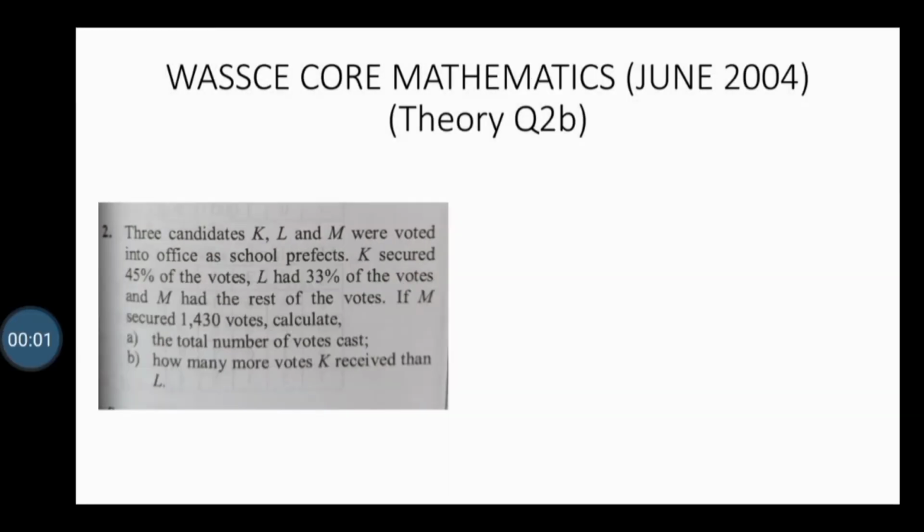B. How many more votes K received than L? Now previously, we knew 22%, which is the percentage of M, was equal to 1,430 votes. So we can find the number of votes secured by K. Since K had 45%, then the 45% will be equal to 45% times 1,430 votes all over a 22%, which will give us 2,925 votes, which implies that K secured 2,925 votes.